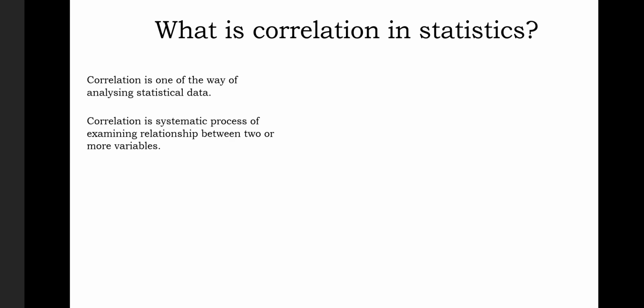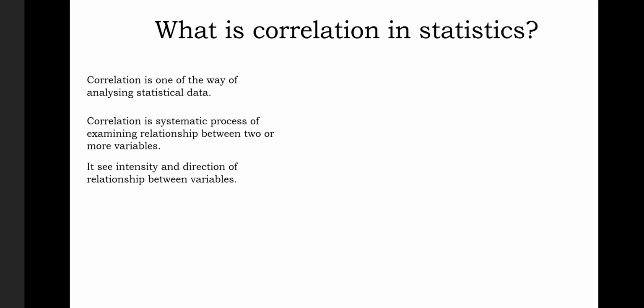Next, correlation is a systematic process of examining the relationship between two or more variables. You can use it as a tool, but you have to follow a systematic process. It has some set of rules and formulas by which you can find the relationship between two or more variables. It's not like a hit and trial, it's actually a systematic way of doing something.